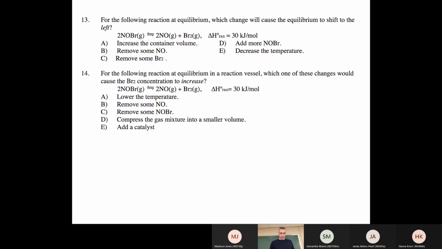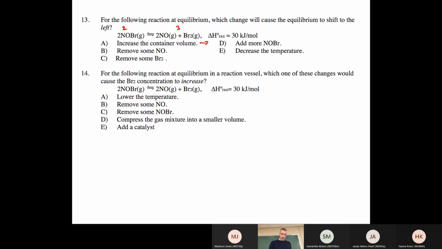This one isn't a calculation-based one. It says, for the following equilibrium, what will cause the equilibrium to shift to the left? Right, so looking at that, we have gases. If you look at the number of moles of gas on the left, we have 2, and on the right, we have 3. So increasing the container volume will cause it to shift to the side with more moles, so that'll cause it to shift to the right.